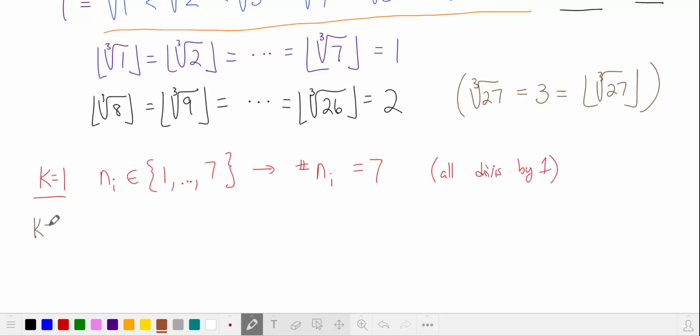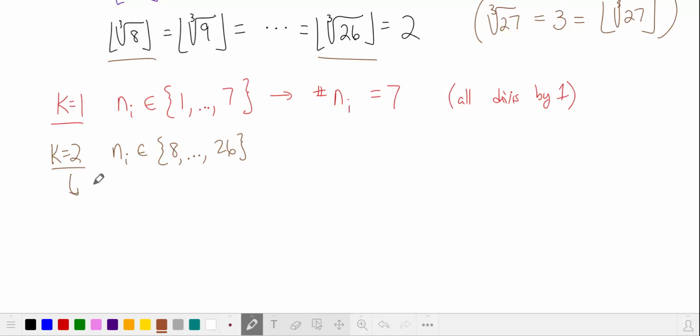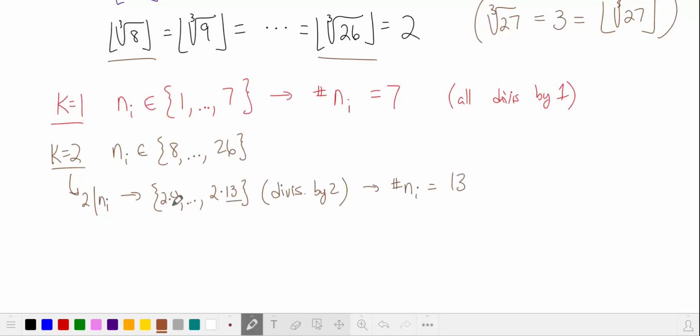And then for k equals 2, our solutions for cube roots go from 8 to 26, and we're only interested in the ones that are divisible by 2. To count these systematically, I'm going to replace this first element in the set with 2 times 4 up to 2 times 13. This is all of the even numbers between 8 and 26. So counting the number of solutions, we'll take 13 and subtract 3, and this is 10.